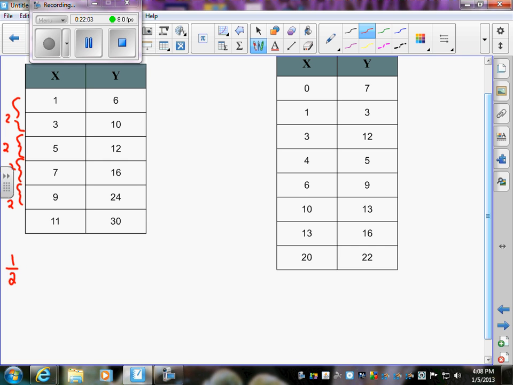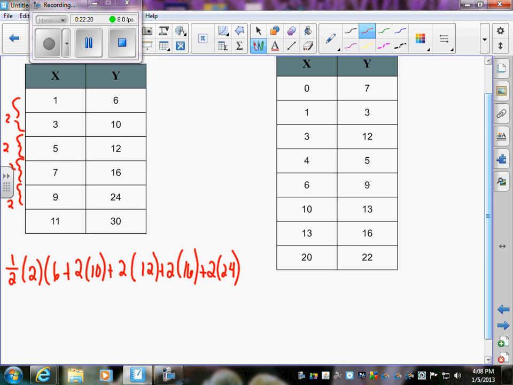So my formula is going to go 1/2, 2. Then it's the first y, 6. 2 times the next one, 10. 2 times the next one, 12. 2 times 16. 2 times 24. And then just add the last one at the end. You don't double it because, again, the first and last sides don't get used twice. Now I'll put that in my calculator. And I got 160. Again, you might want to double check that. But that should be my enclosed area using trapezoidal method.